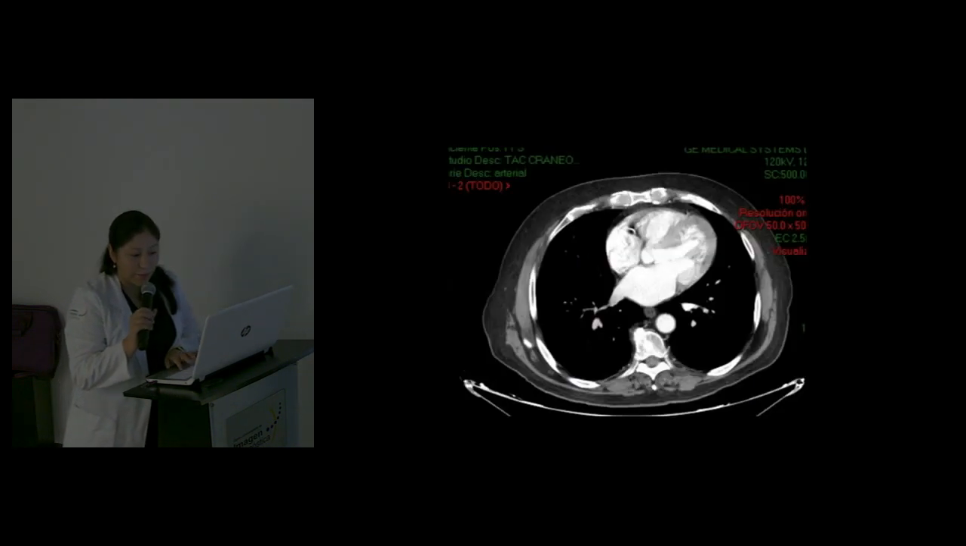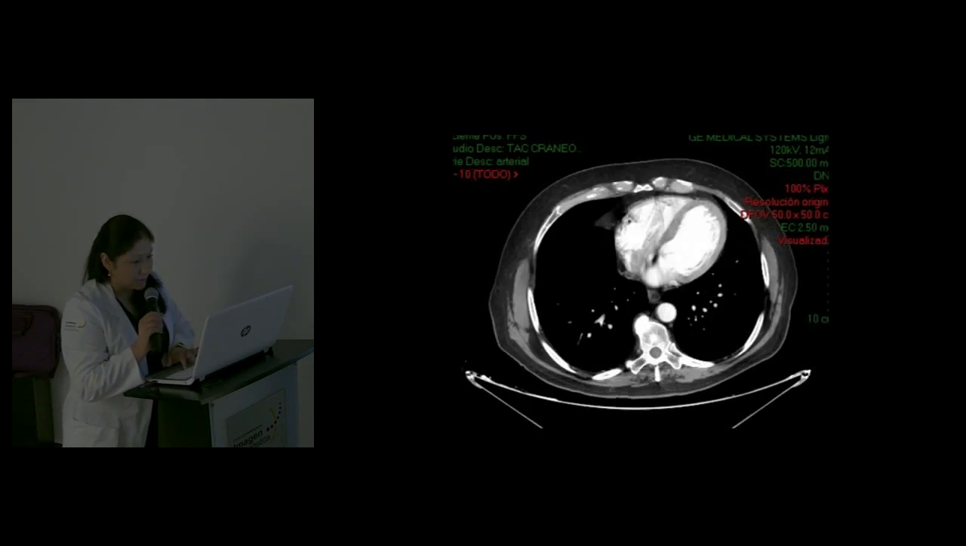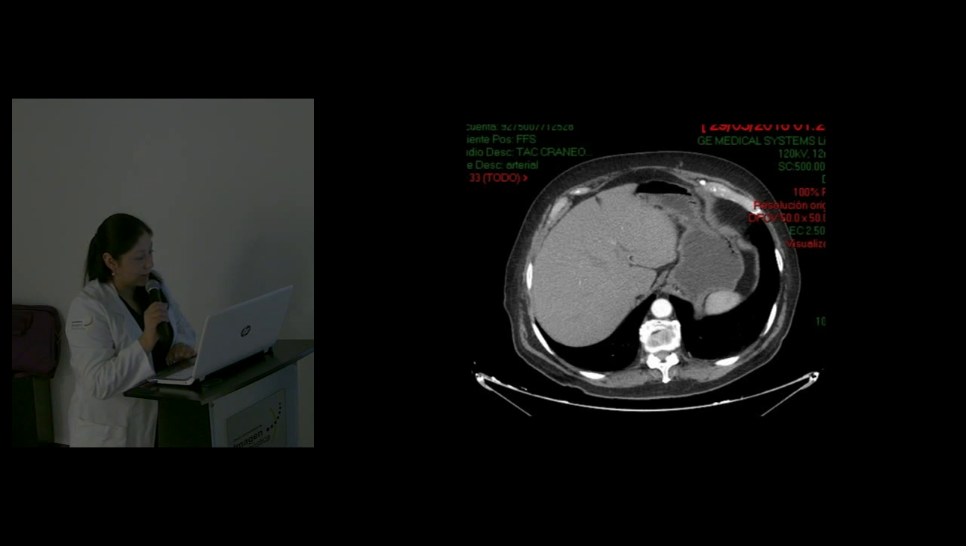In this slide, we have an abdominal enhanced CT in the arterial phase with a mediastinal window, and we can see the heart and the aorta. If we go to lower slides, we can see the liver. We don't identify any lesions. The gastric wall is normal.